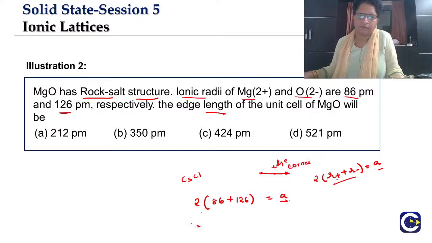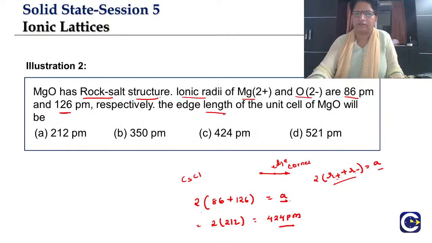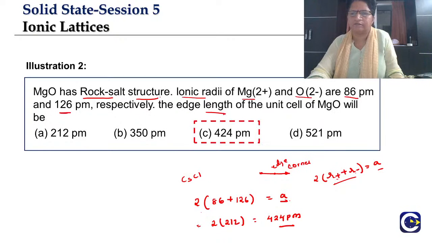How much will that be? 86 plus 126 is 212. 2 times 212 would be 424 picometers. Let's see if the answer is right. Yes, the answer is 424 picometers. Is the calculation clear? Good.